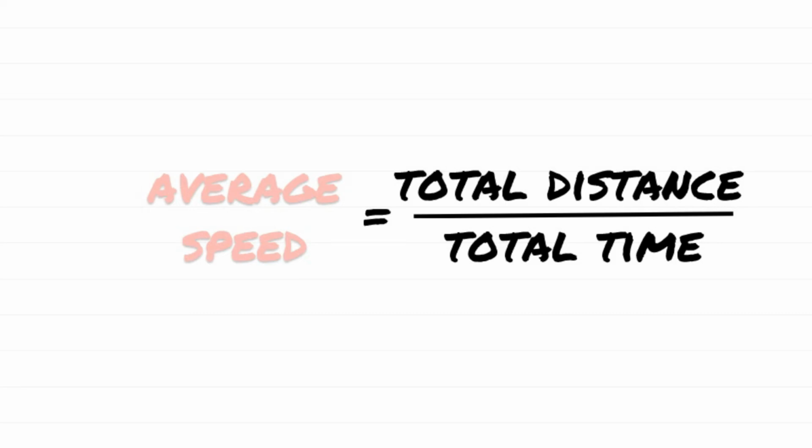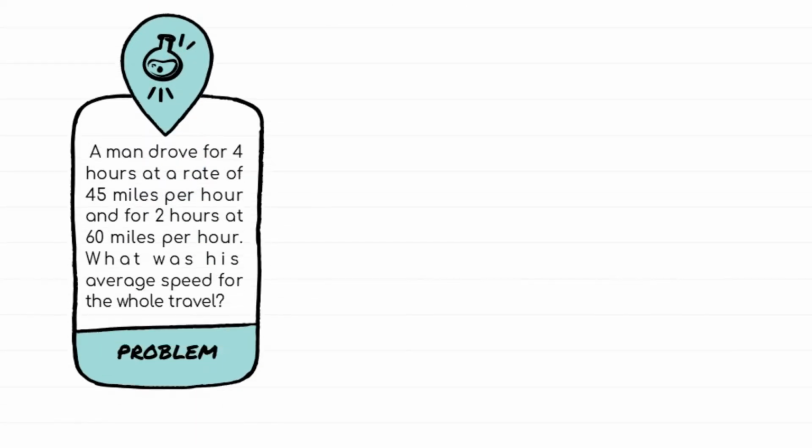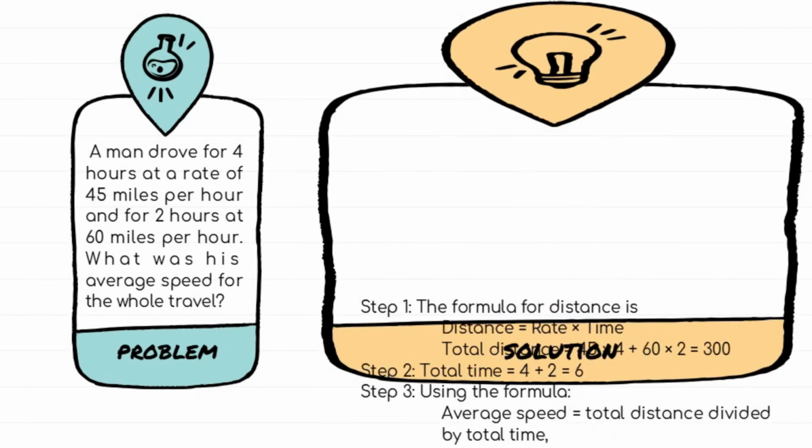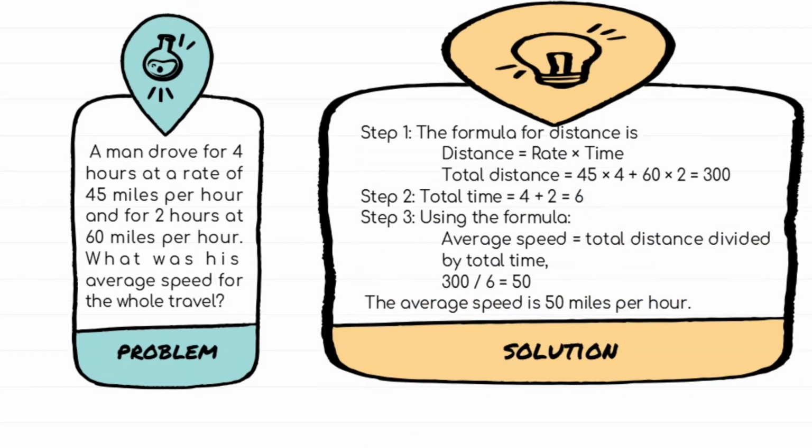For example, a man drove for 4 hours at a rate of 45 miles per hour and for 2 hours at 60 miles per hour. What was his average speed for the whole travel? Step 1. The formula for distance is distance equals rate times time. Total distance equals 45 times 4 plus 60 times 2 equals 300.